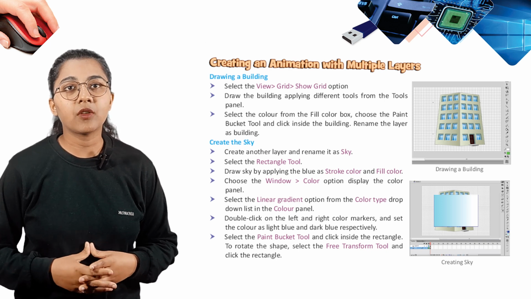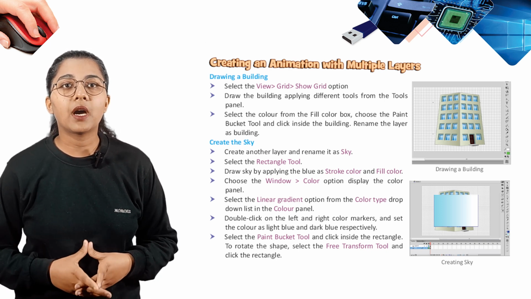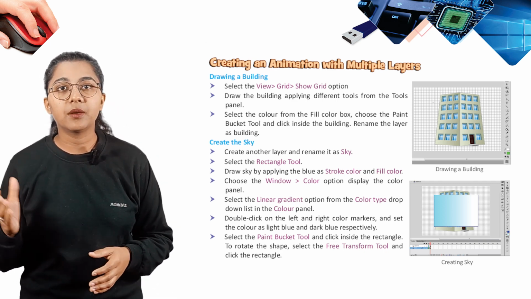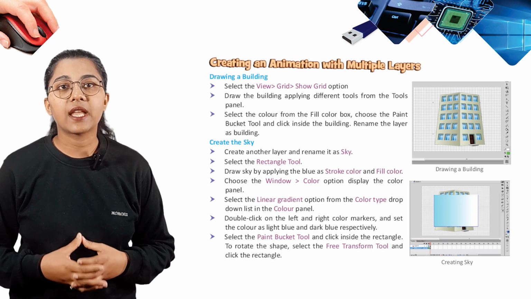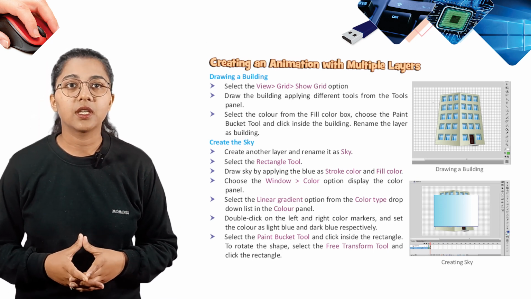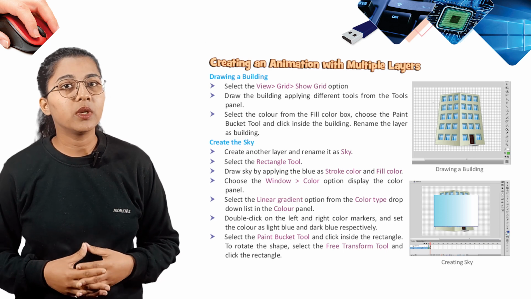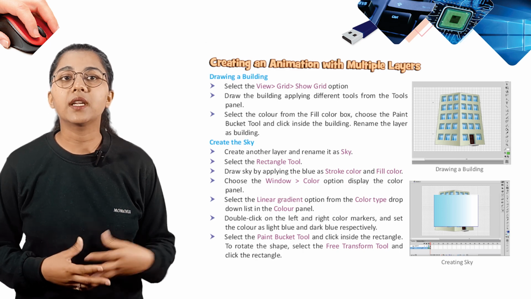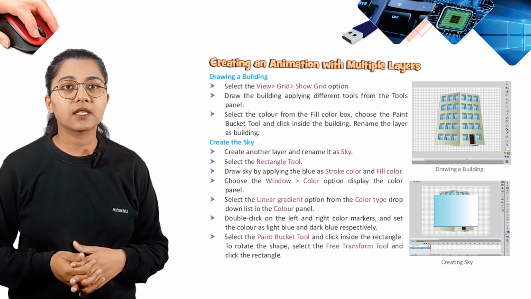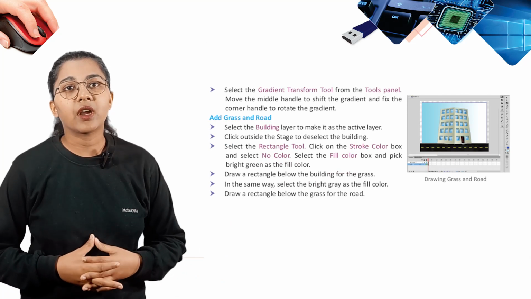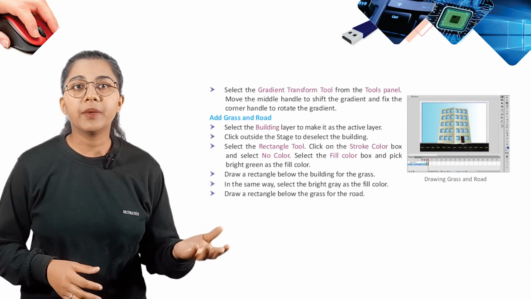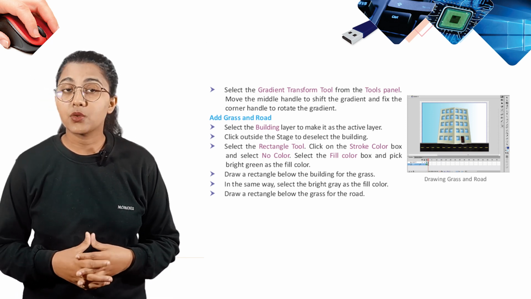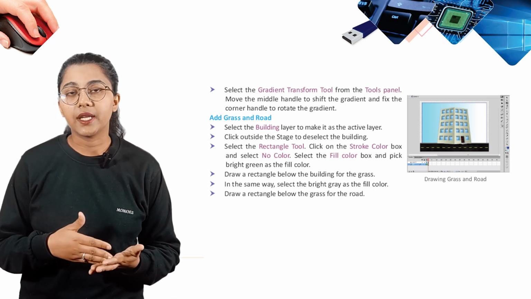Select the linear gradient option from the color type drop down list in the color panel. Now next, double click on the left and right color markers and set the color as light blue and dark blue respectively. Now next, select the paint bucket tool and click inside the rectangle. To rotate the shape, select the free transform tool and click the rectangle. And now select the gradient transform tool from the tool panel. Move the middle handle to shift the gradient and drag the corner handle to rotate the gradient. So students, this is how you can make your building and your sky.